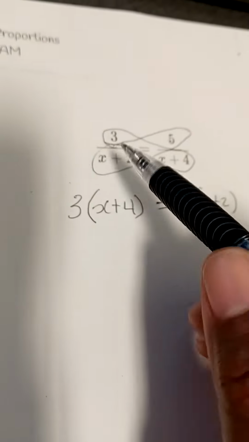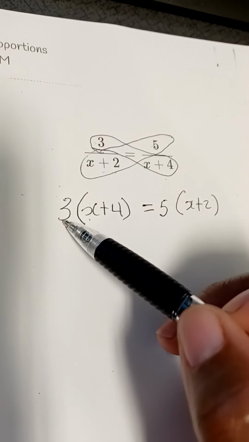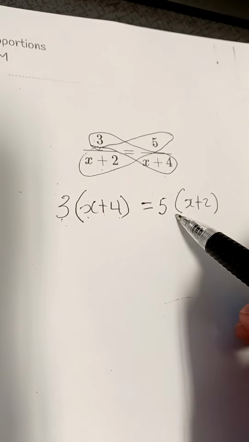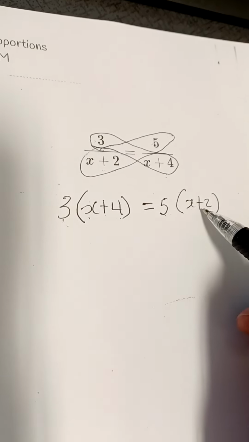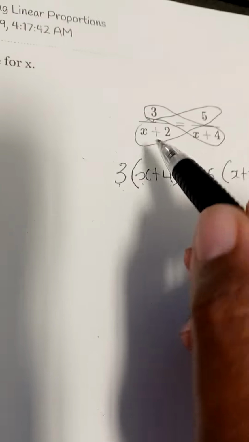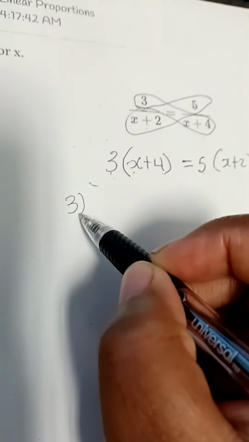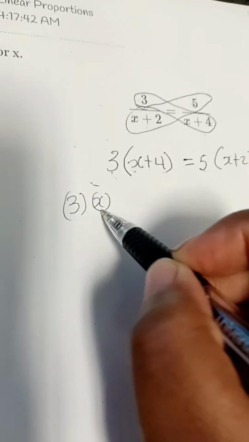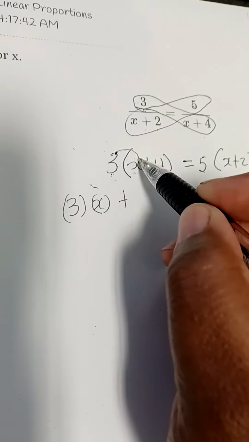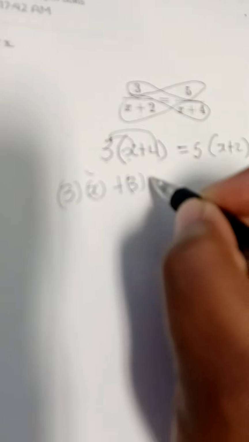Now we're going to do some distributive property. We're going to distribute the 3 outside of the parentheses with everything inside the parentheses. The same thing on this side, we're going to distribute the 5 with everything inside the parentheses. So now let's expand this. 3 multiplied by x, so we're going to have 3 times x, plus 3 times 4.